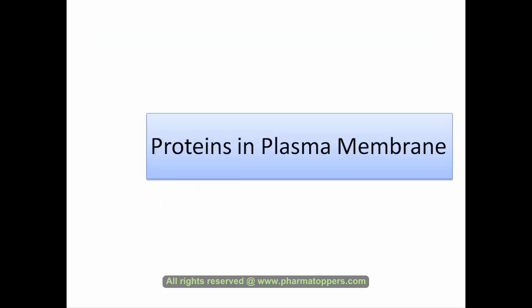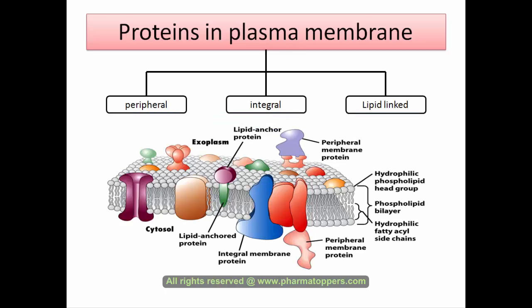And the next part is the proteins present in the plasma membrane. Proteins are mainly peripheral, integral, and lipid-linked proteins. As you can see here, the cytosolic side and the exoplasmic side. Here is the lipid anchor protein, which has a lipid linker between the plasma membrane and the protein part. The integral protein is embedded in the lipid bilayer, and the peripheral proteins are either on the lipid membrane or attached to the protein itself.